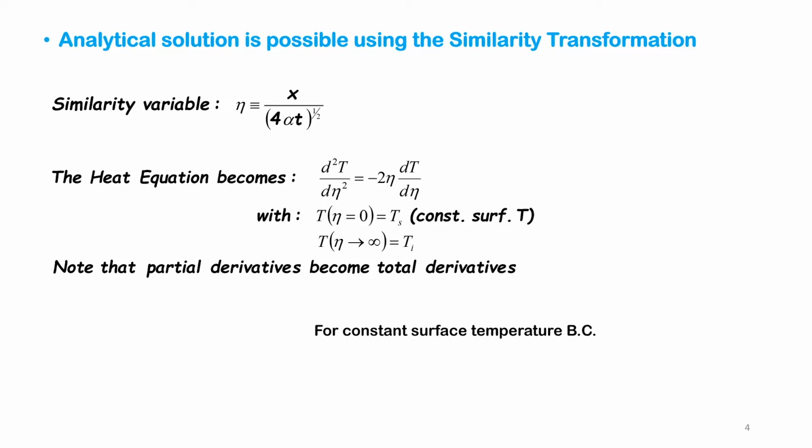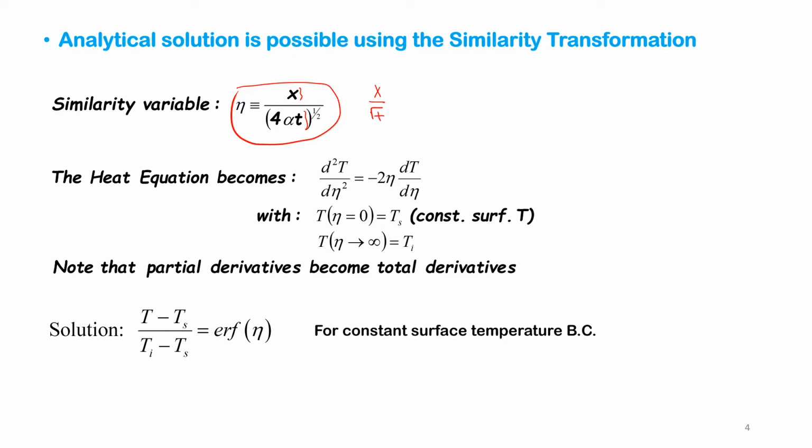So we actually derived everything for case one. The idea was we introduce a similarity variable, and this similarity variable depends on position and time in a particular way. It doesn't depend on x and t independently. It depends on the combination of x and t, in the form of x over square root of t. That is always going to be the term in the solution.